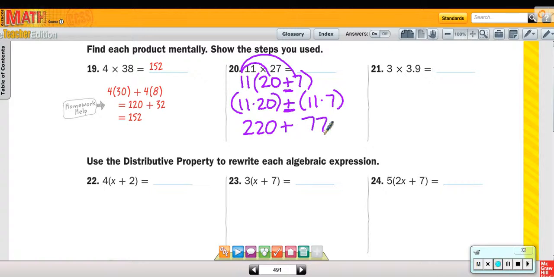77. That's a much simpler problem for us to solve. So 220 plus 77? 297. Okay, now we can do that with fractions, we can do that with decimals. Solving the simpler problem helps us to break it down. So what I would like for you to do is pause the video, and I want you to work on question number 21.